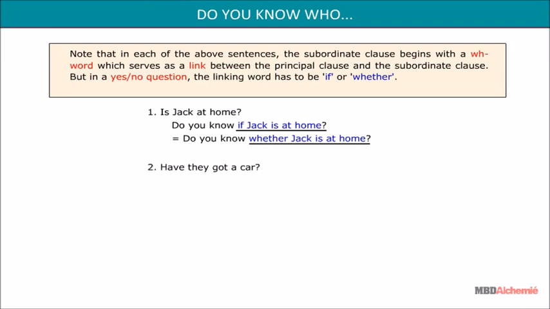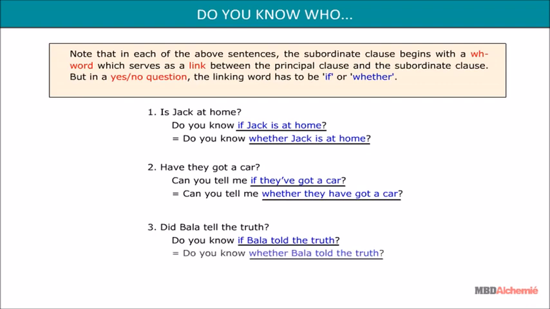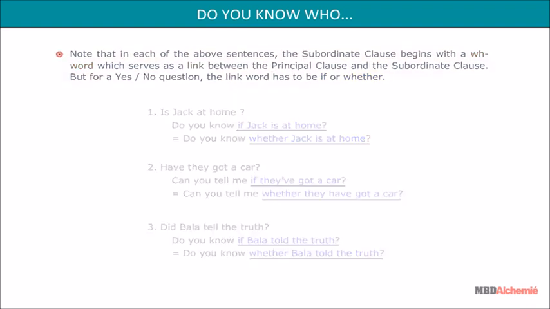2. Have they got a car? Can you tell me if they've got a car? Is equal to, can you tell me whether they have got a car? 3. Did Bala tell the truth? Do you know if Bala told the truth? Do you know whether Bala told the truth?